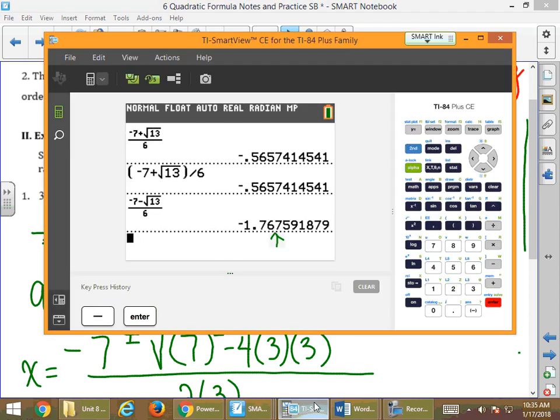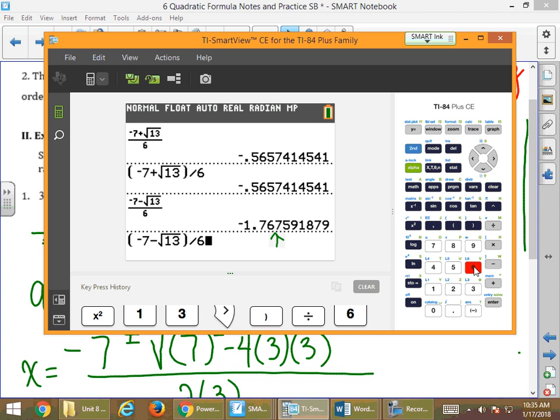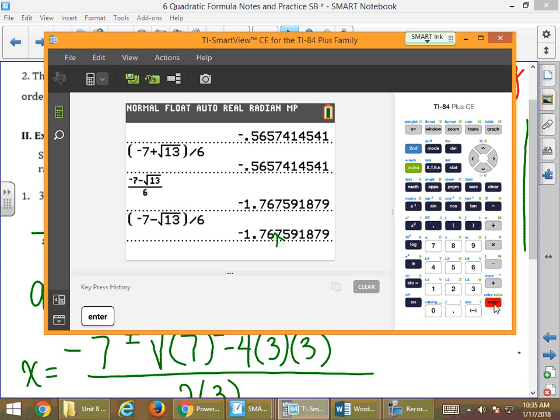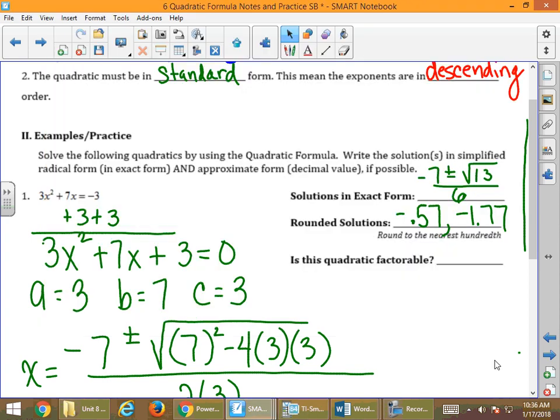Without the fraction button on your calculator, it's parentheses, negative 7 minus the square root of 13, arrow out of that, close the parentheses, divided by 6, will still give you the same value. Less typing with the fraction button if you have it. Can we factor this quadratic? We've gotten big long decimals on there. We cannot factor that.